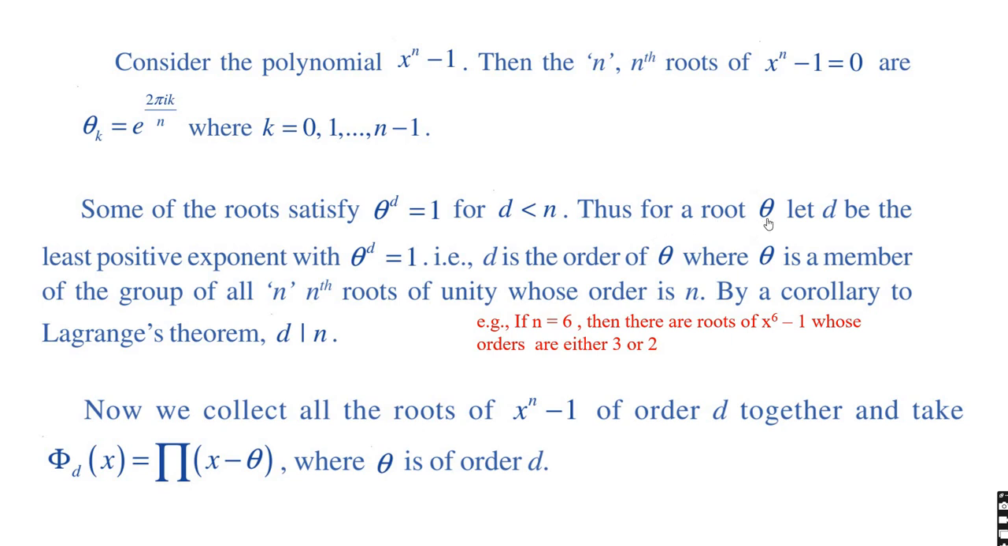So, for your root theta, if we denote d to be the least positive exponent with theta power d equal to 1, that is, d is the order of theta, where theta is a member of the group of all nth roots of 1, whose order is n. Then, by corollary to Lagrange's theorem, we must have our d dividing n.